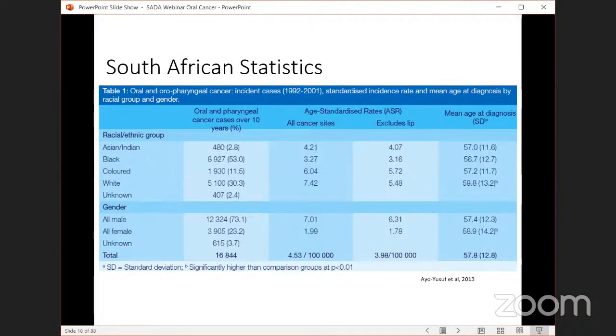This study was done by Professor Ayo Yusuf et al. in 2013 and was really the best that we have at this point in time with reflected data concerning oral and pharyngeal cancer in our country. And what it shows us is that males have a really large proportion of these lesions when compared to females, substantially more. It is time for this to be updated. It's almost 10 years, so we will be getting into this soon.